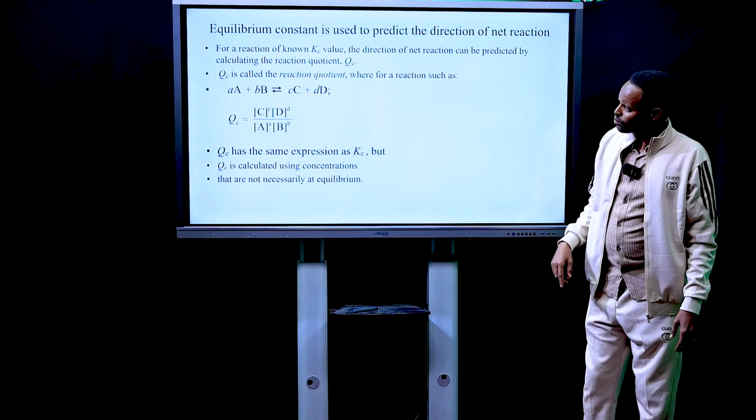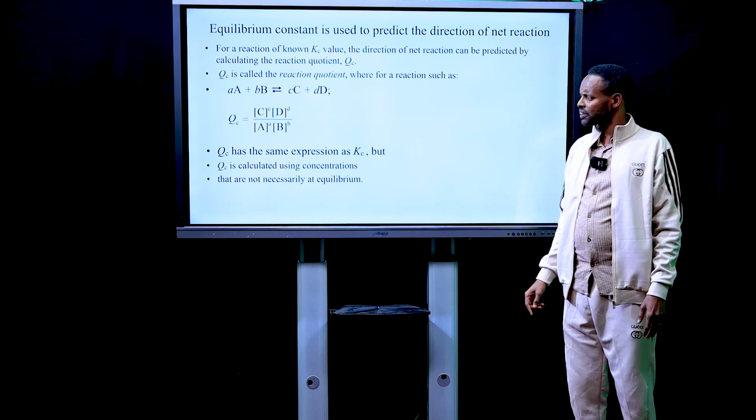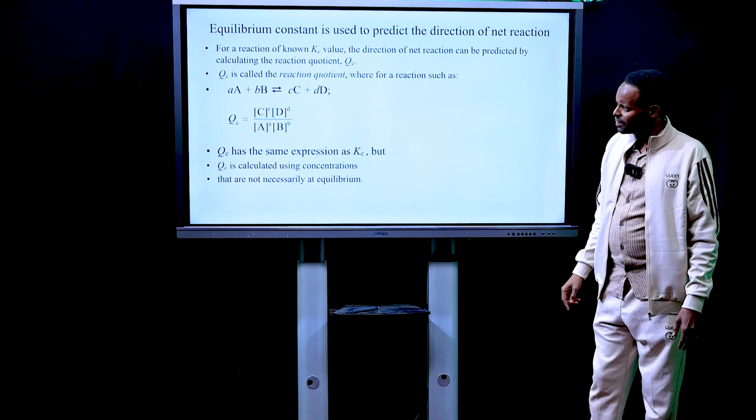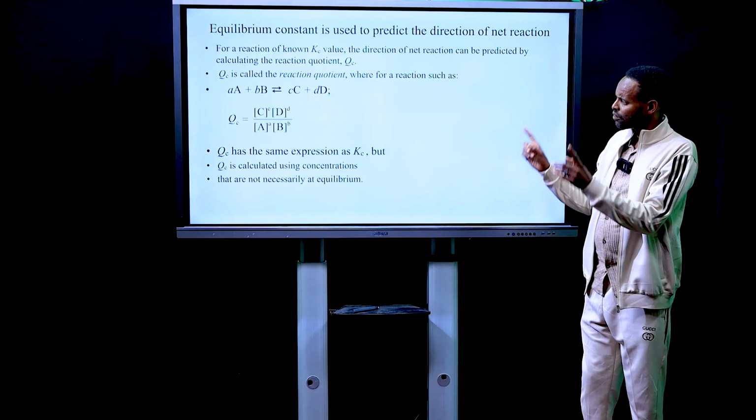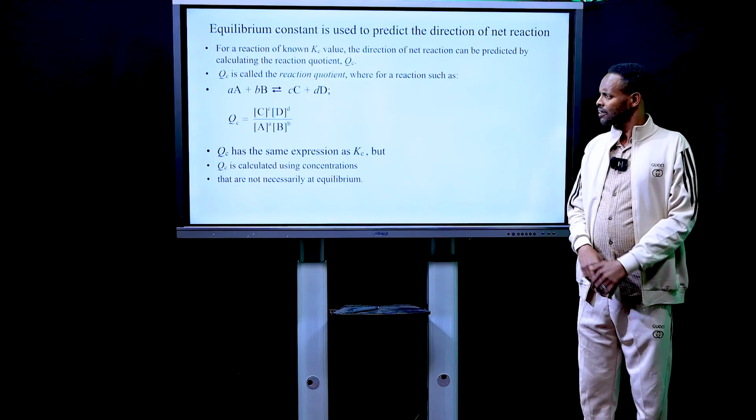Here QC is equal to concentration of C raised to c times concentration of D raised to d, that's the coefficient, divided by concentration of A raised to a times concentration of B raised to b.